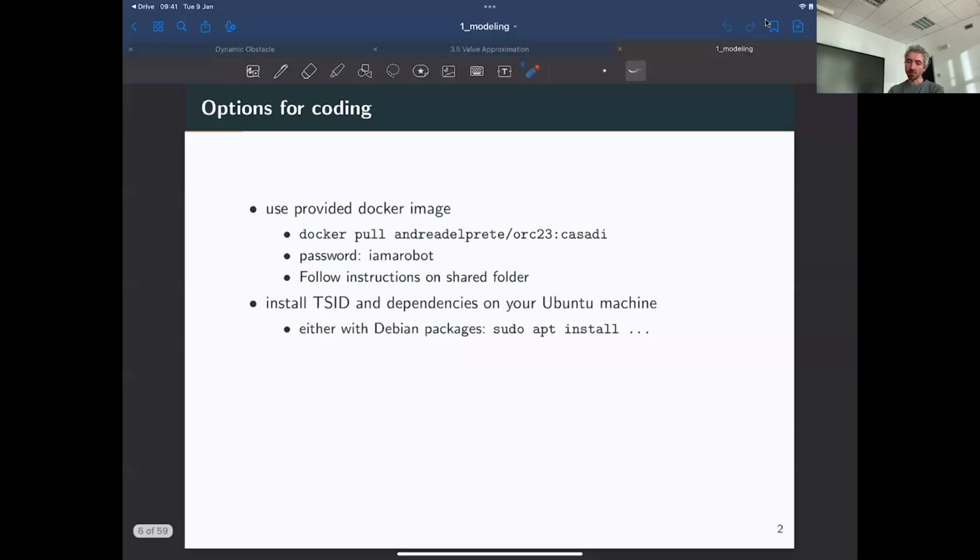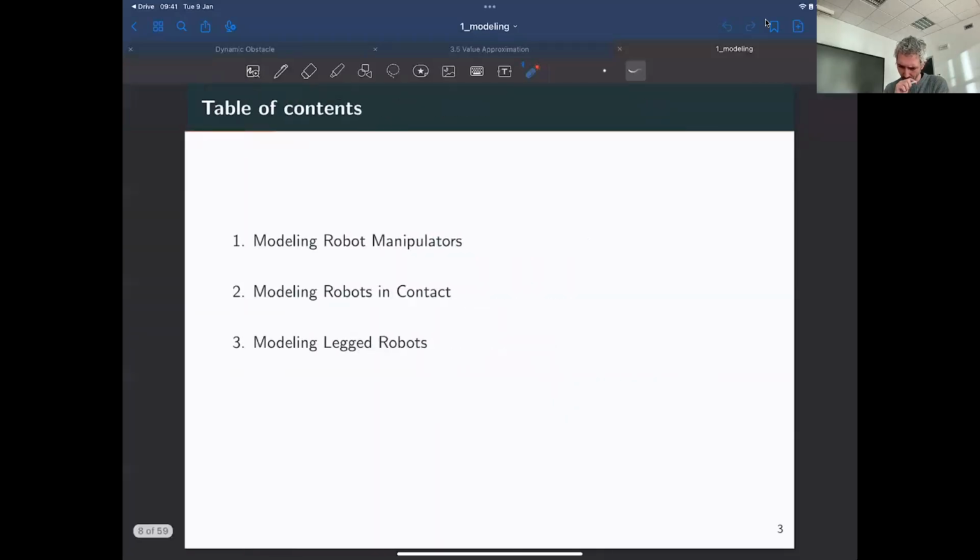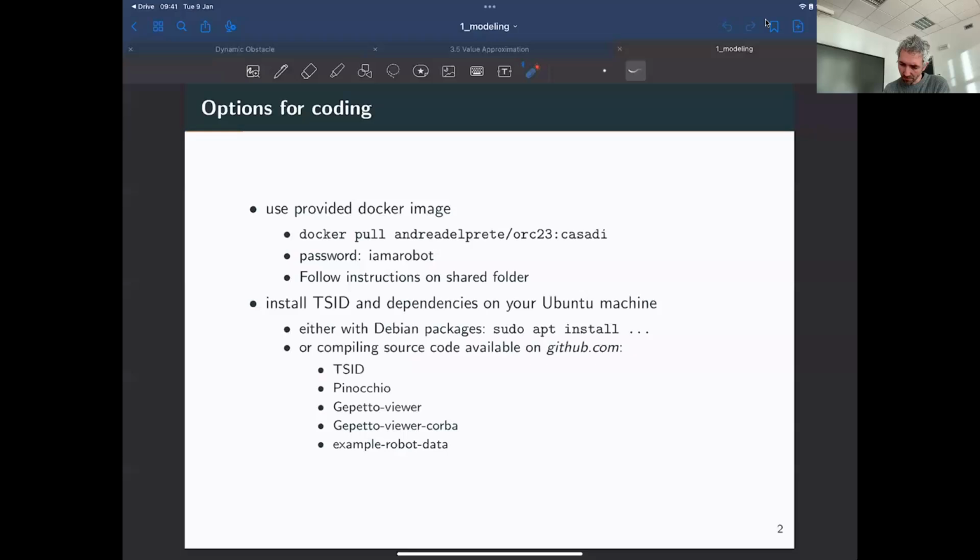In both cases, you can find detailed instructions on how to configure everything in the shared folder that you will find on Classroom. So subscribe to Classroom, access the shared folder. There will be a GDoc file called installation instructions. Follow those instructions and you should be good to go.